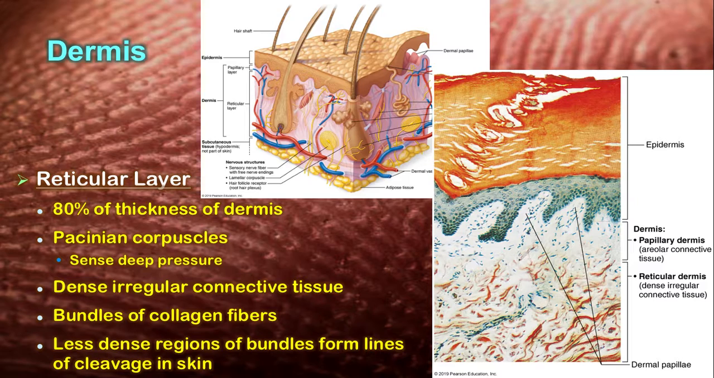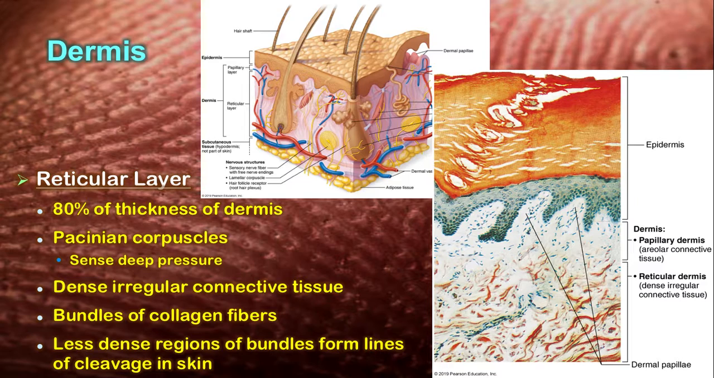What type of connective tissue is found in that papillary layer? Areolar connective tissue. And now we're down in the reticular layer. And what kind of connective tissue do we have down there? Dense irregular, right? So we have bundles of collagen fibers that are running in all different directions, okay? This makes up 80% of the thickness of the dermis, so it's the majority of the dermis.